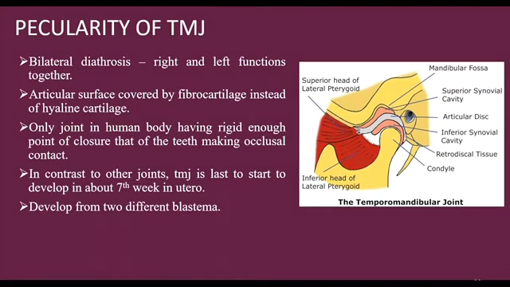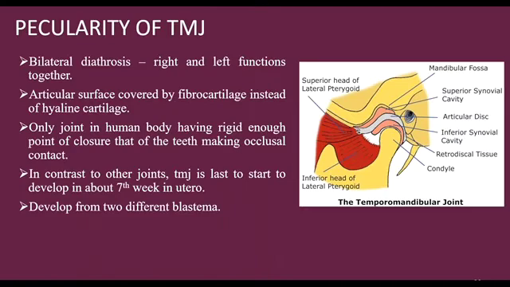Peculiarities of the TMJ: it is a bilateral diarthrosis, that is, right and left function together. Articulating surfaces are covered with fibrocartilage and not hyaline cartilage. It is the only joint in the human body having a rigid enough point of closure of teeth, making occlusal contact. In contrast to all other joints, the TMJ is the last to start to develop, in the 7th week of intrauterine life, and it develops from a different blastema.